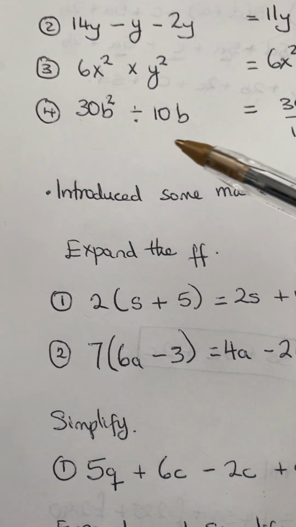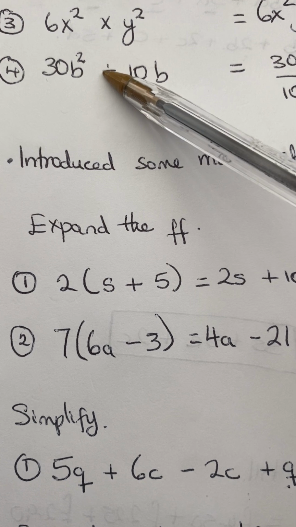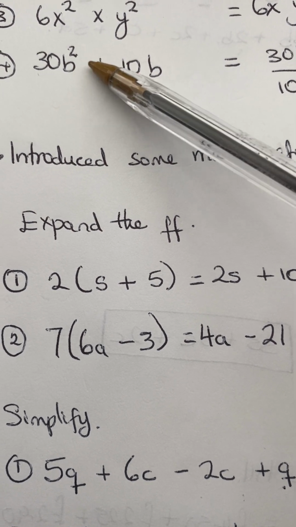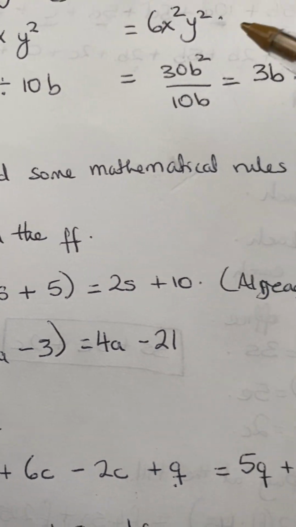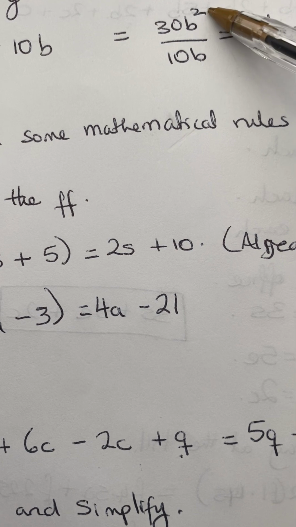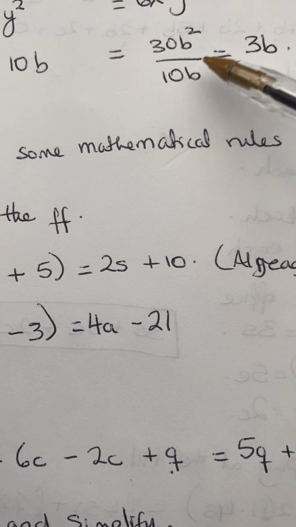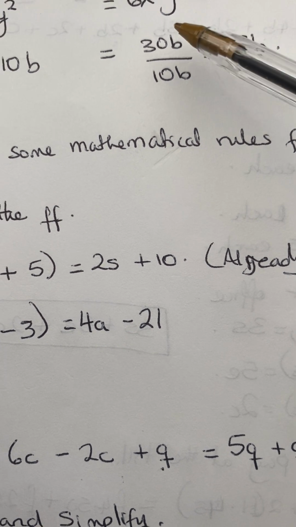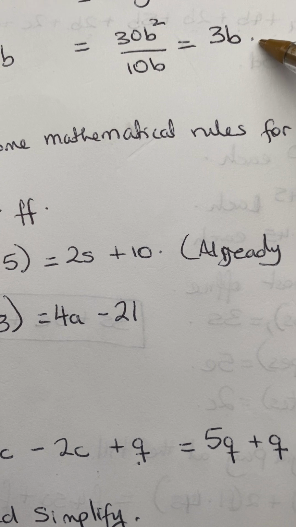Okay, now the fourth example, 30b squared divided by 10b. So if we write it in this form, in a fraction form, 30 divided by 10 is 3. B squared divided by b is b.